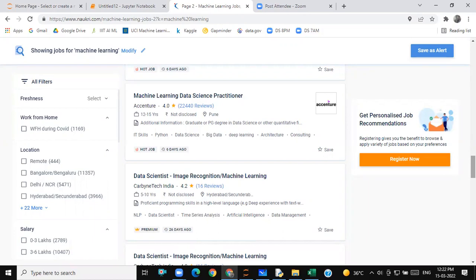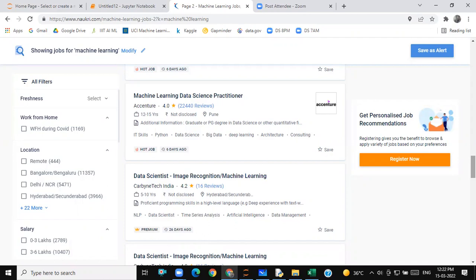Can you please tell me, sir, which domains are best for the future? In data science, we don't have anything like specific domains. You can work with healthcare, telecoms, finance, even education. Almost all domains can use data science. So there is nothing like which domain is going to be best.